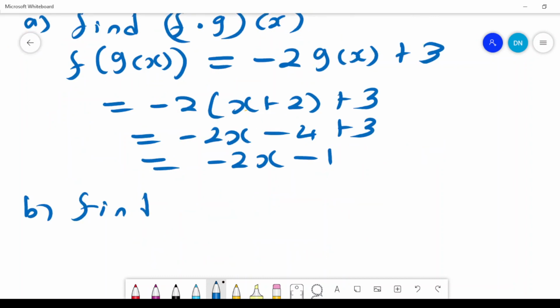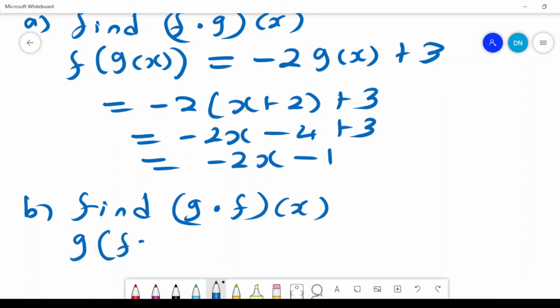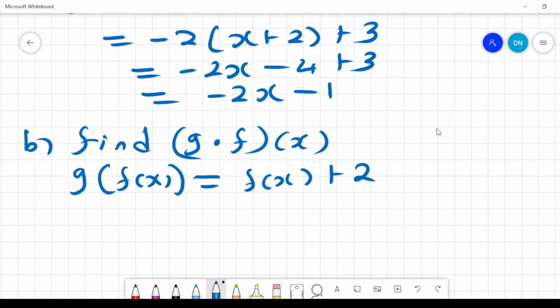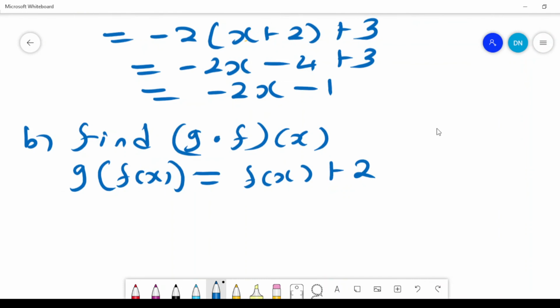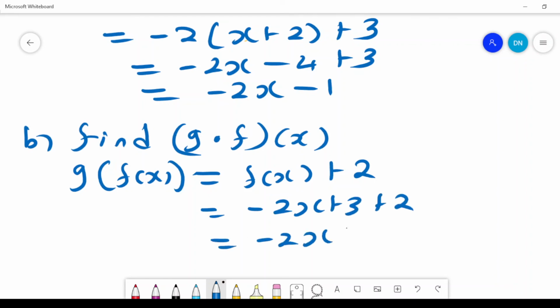And then find g of f of x. G of f of x will be equal to, since g is equal to x plus 2, f of x plus 2. And we know what our f of x is. Our f of x is equal to minus 2x plus 3, plus 2, which is minus 2x plus 5.